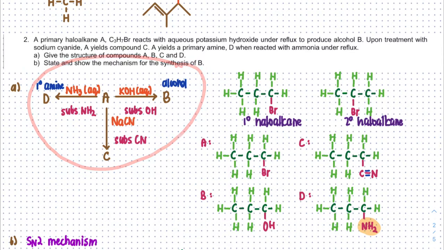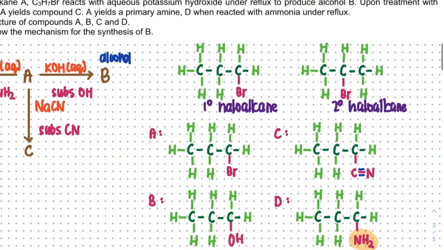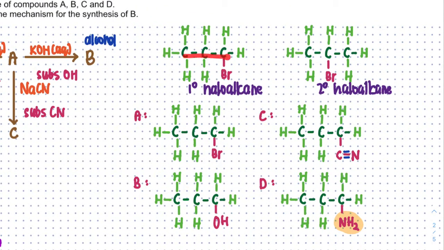But then again, what about the structure itself? Let's look here. We have C3H7Br. For C3H7Br, there are two possibilities when you draw it. We have 3 carbons, so make sure each carbon must have 4 bonds. Here 1, 2, 3, 4. Here 1, 2, 3, 4. This one also has 1, 2, 3, 4.